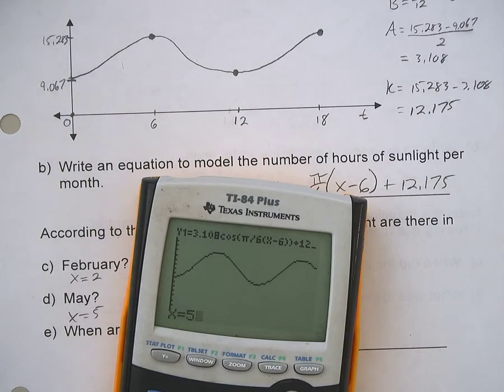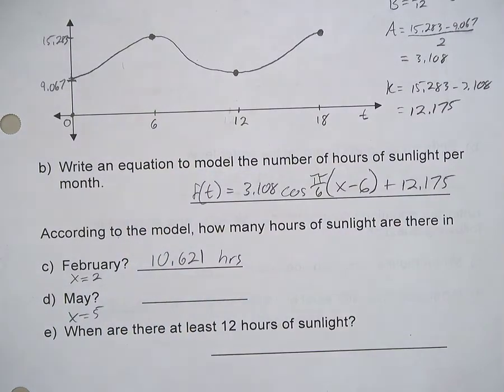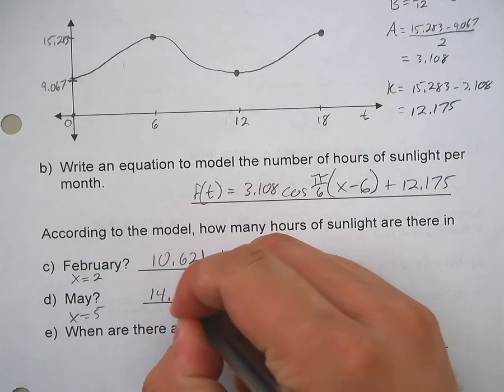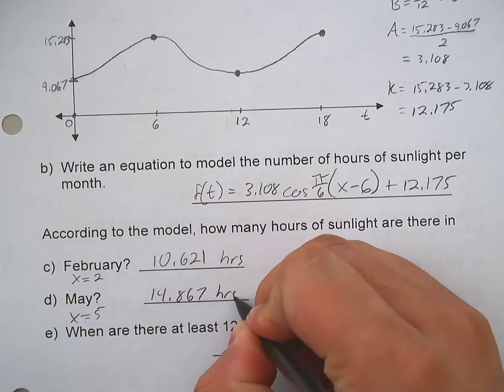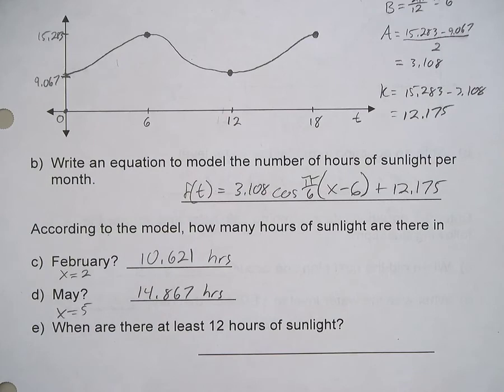May, go to 5. 14.867 if we round up hours of sunlight. When are there at least 12 hours of sunlight? Oh, this is a good question. So there can be more, but when is the bare minimum 12 hours of sunlight? Now, let's just stick with 1 year because we don't need to repeat.